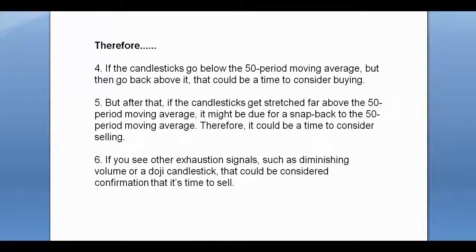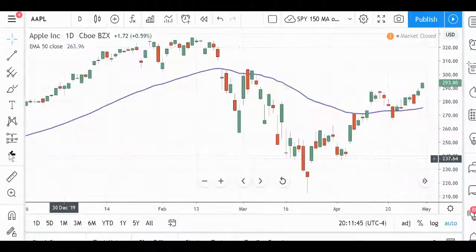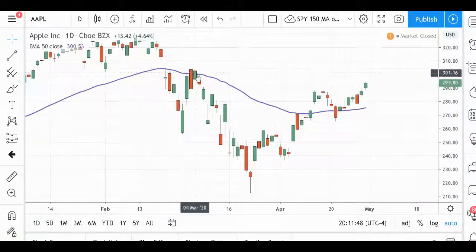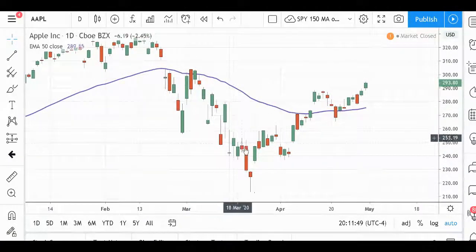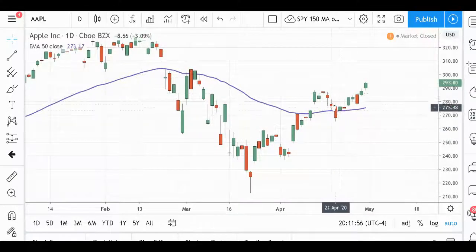Number 4, if the candlesticks go below the 50-period moving average, but then go back above it, that could be a time to consider buying, okay? And as you can see in Apple stock, all right, let's take a look. Apple stock went below the 50-period moving average, but then came back above it, so that could be a time to get in. It might retest it, okay?